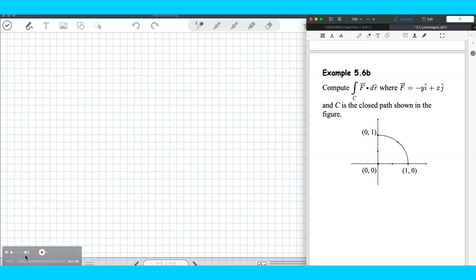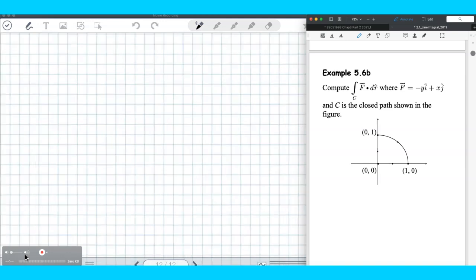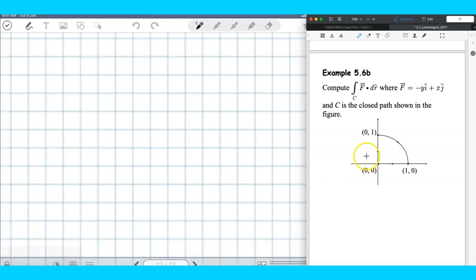Okay, so now we look at example 3 on the line integral for a vector function. The F is given, just a 2D system, y, x and y. Now look at your C. C is a closed path. You have a closed curve shown in the figure.